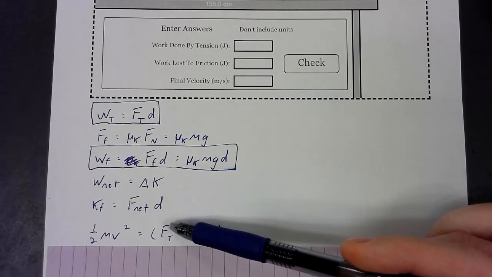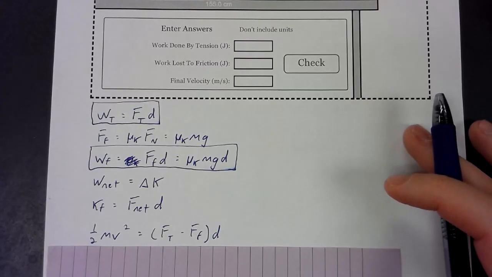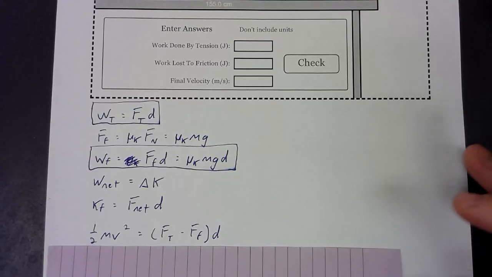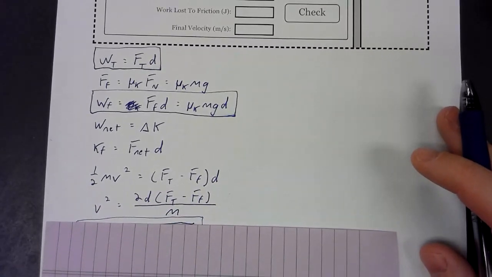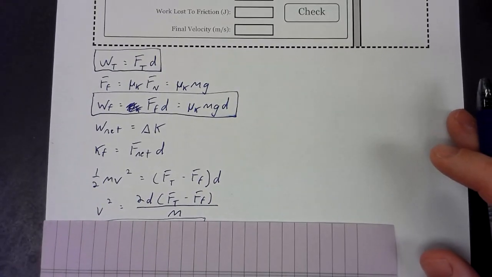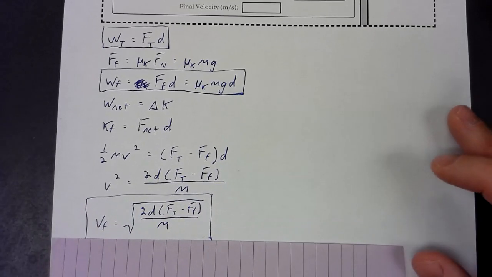So we can do the tension force minus the friction force. That'll be the net force over the entire distance that it goes, and then we multiply it by the distance. We can do a little work on that formula, rearrange a little bit, and get an expression for the final velocity.